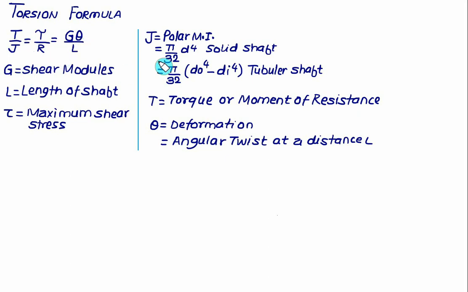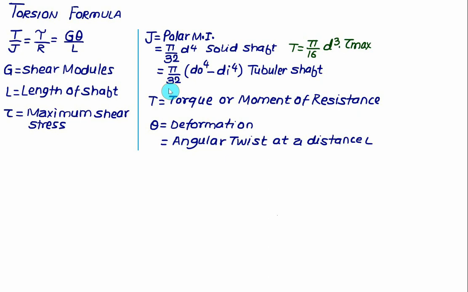J is given for a solid shaft as pi by 32 d to the power 4, and for a solid shaft the quick formula we can remember to calculate the torque is equal to pi by 16 multiplied by d cubed multiplied by the maximum value of the shear stress.